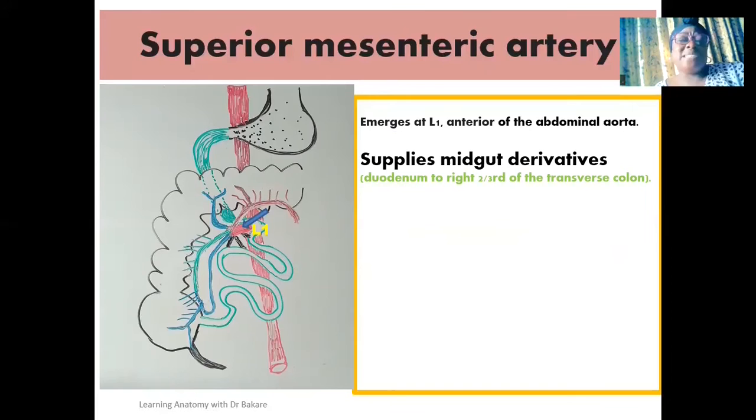So let's look at the branches that it gives to supply regions of the small intestine and also the large intestine. It gives off 5 branches, and the first one is the inferior pancreaticoduodenal artery. This is the inferior pancreaticoduodenal artery. I highlighted this artery in my lecture on the blood supply of the duodenum. If you've not also checked that lecture, please kindly go and do so.